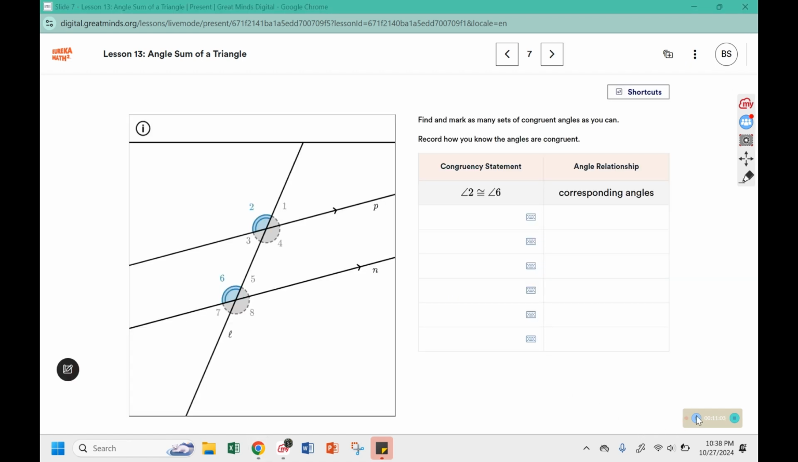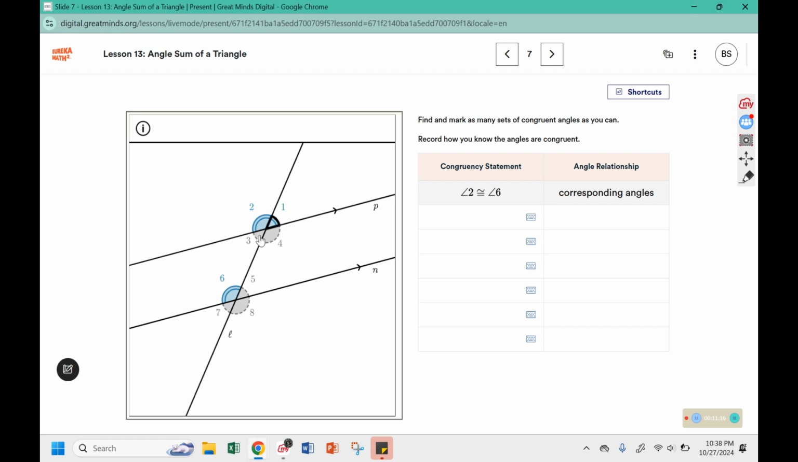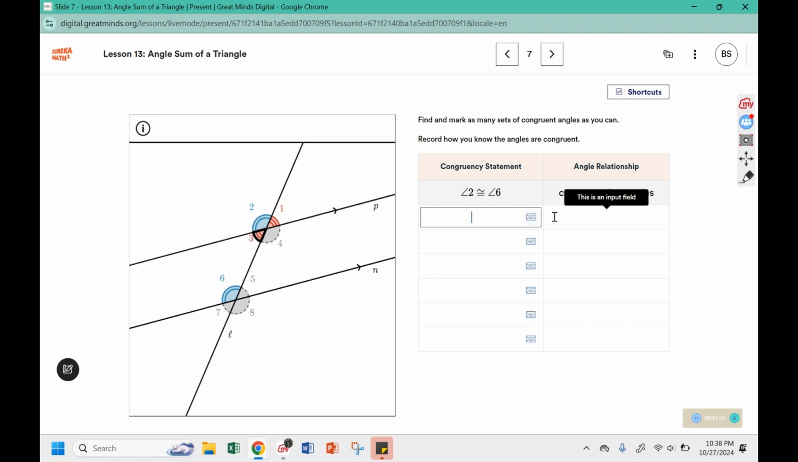Find and mark as many sets of congruent angles as you can. Record how you know that the angles are congruent. So they've shown that 2 and 6 are congruent by corresponding angles. I know that 1 and 3 are congruent because they are vertical angles.